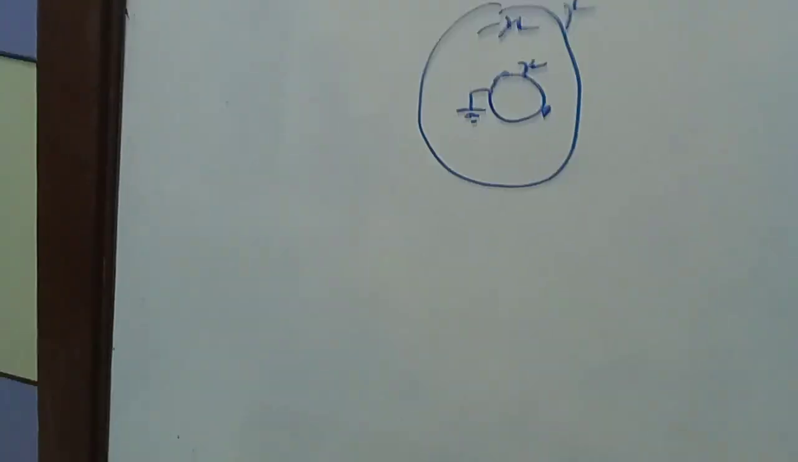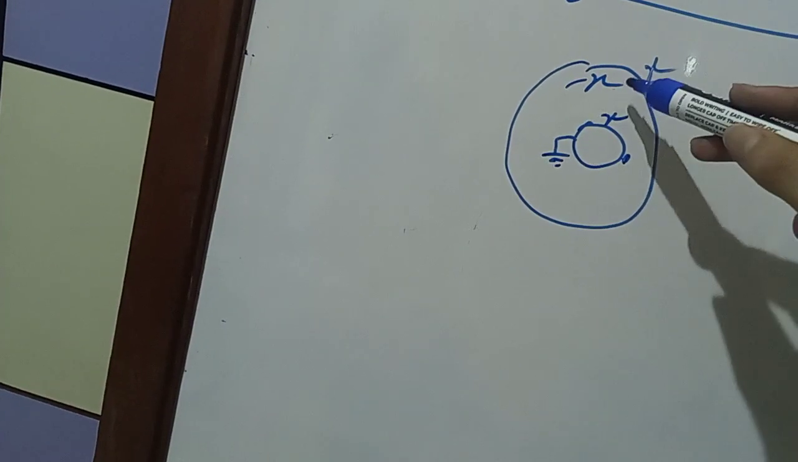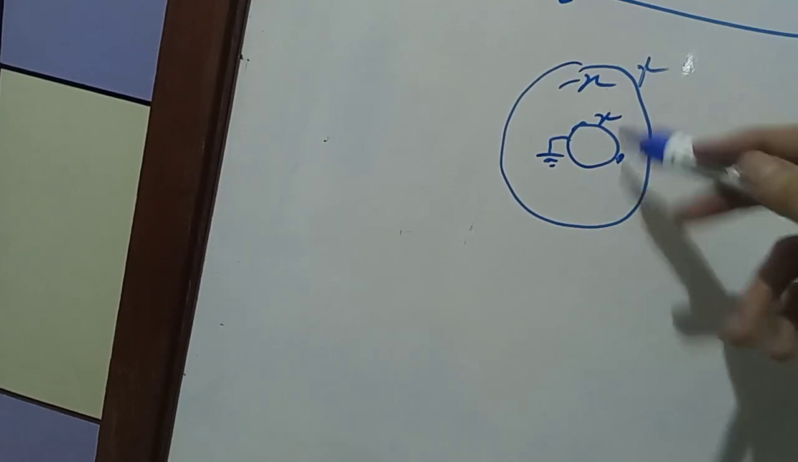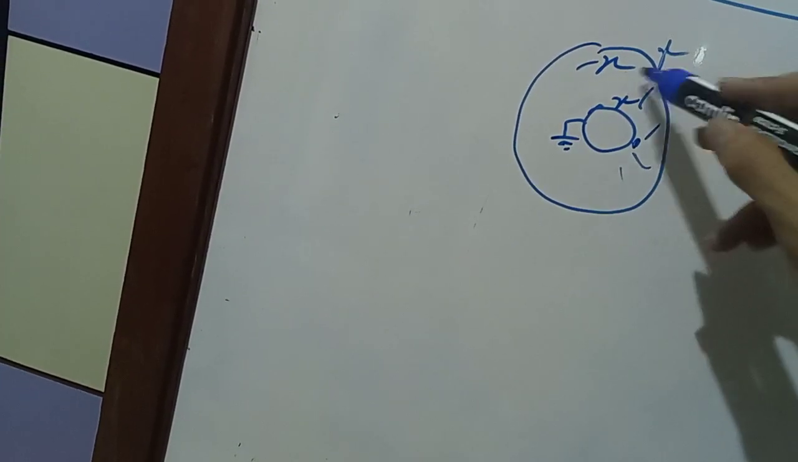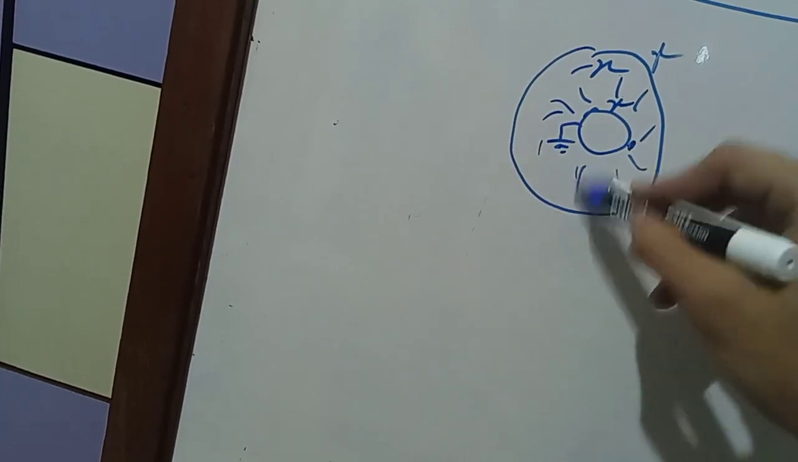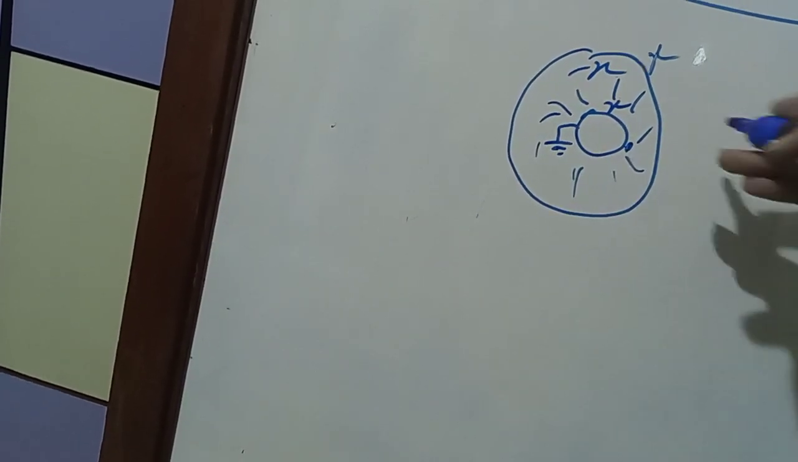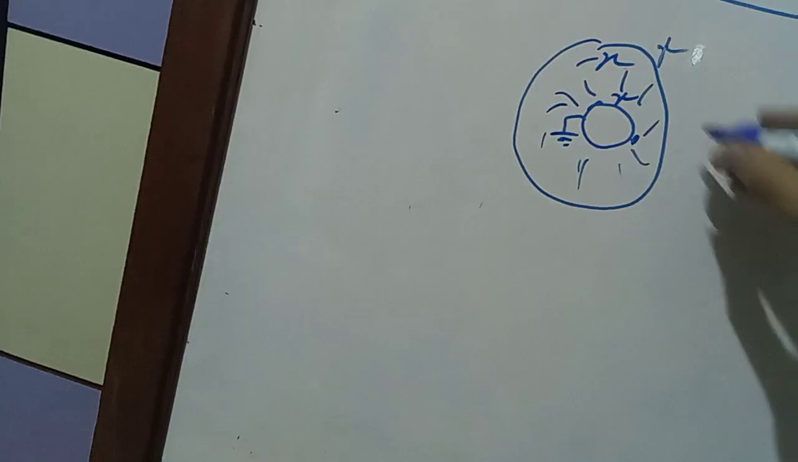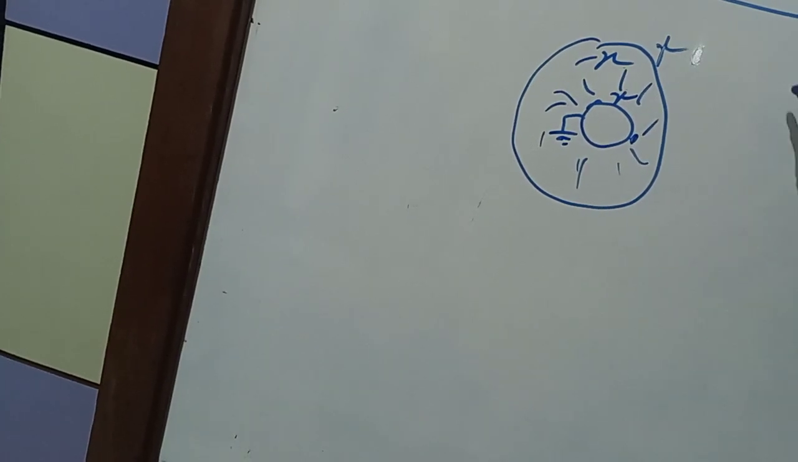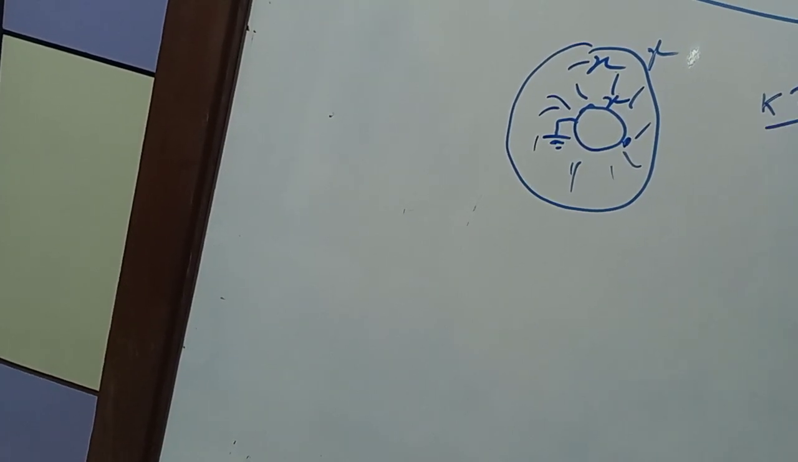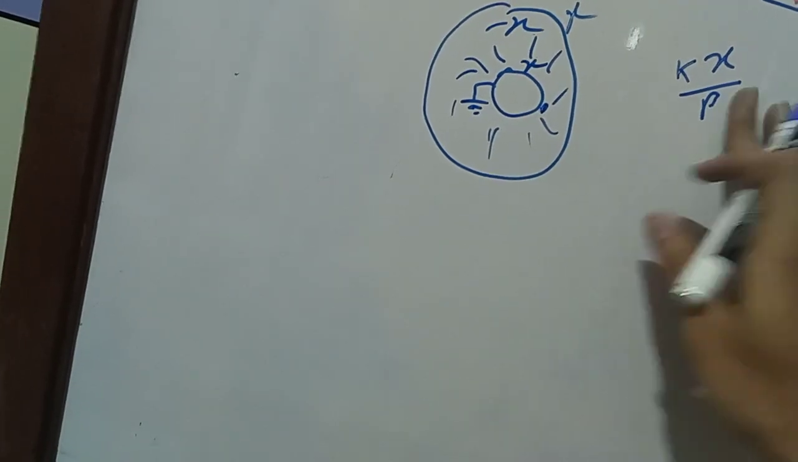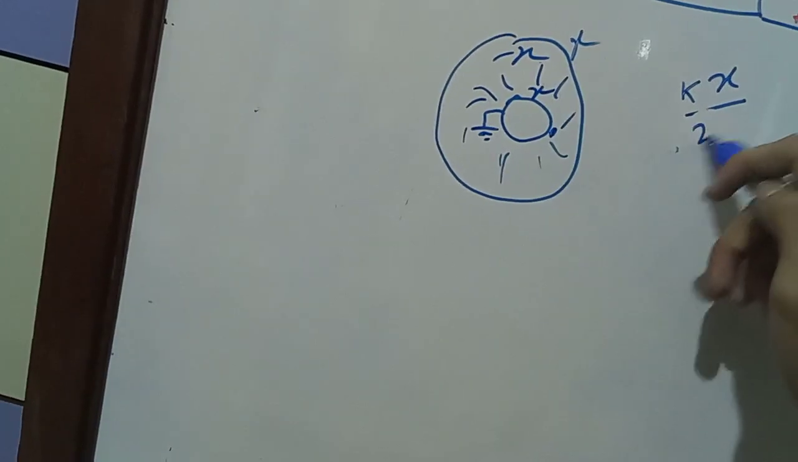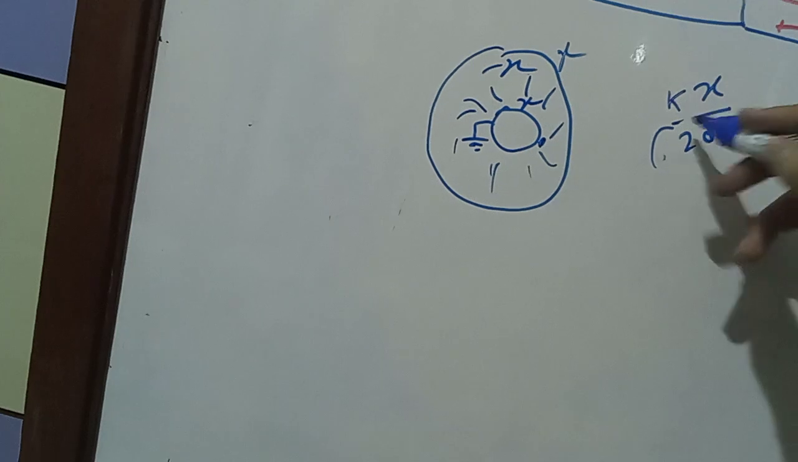and due to its uniform distribution we can find the potential here. How? The potential due to the minus x and the x will be uniform first of all. So the potential due to the outer surface x is going to be kx by r, where r is 2a here, 2a.